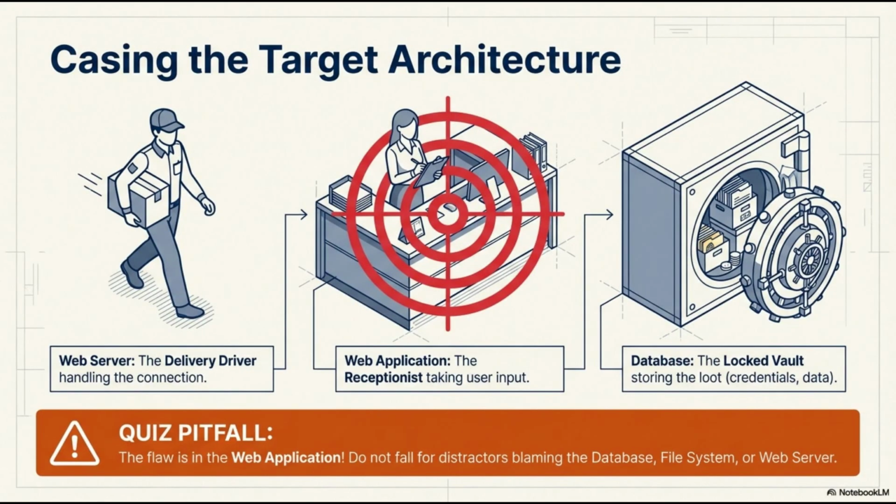And this brings up a critical exam trap highlighted in the quiz source. Oh, absolutely. You have to memorize where the actual flaw resides. The vulnerability in a SQL injection attack lies strictly in the web application. Not the database. Emphatically no. It's not the database, not the file system, and not the web server. The database is simply a machine executing the SQL queries it receives. It's the receptionist, the web application, that is being manipulated into passing a forged, malicious query into the vault.